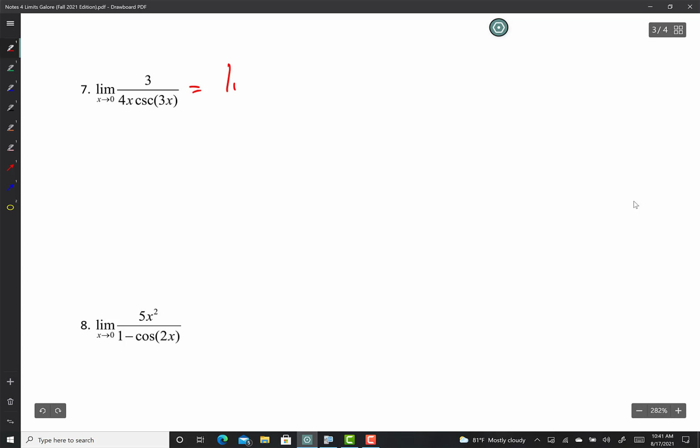So write limit as x approaches 0 of 3. And then that 4x has to stay down there. And then that cosecant, I'm going to bring it up. Sine 3x. When I bring it up, it's now sine 3x. Are we still okay?